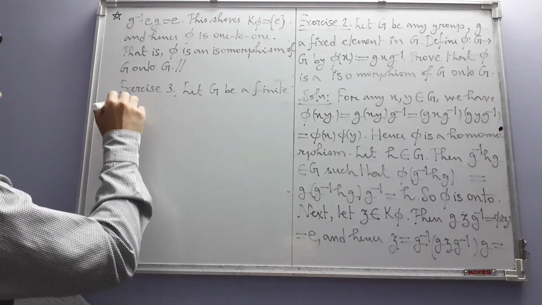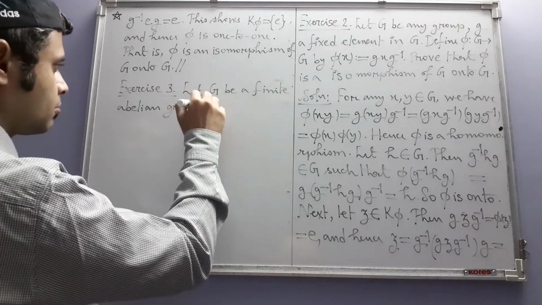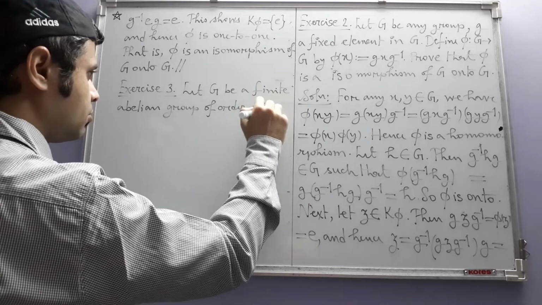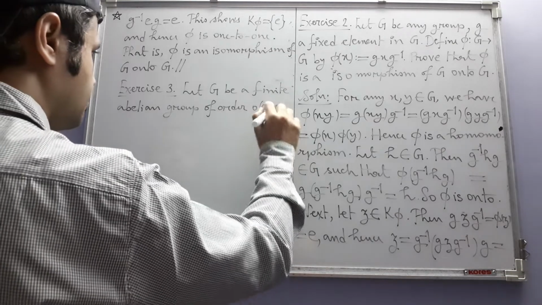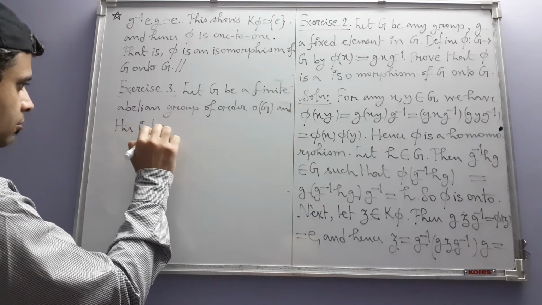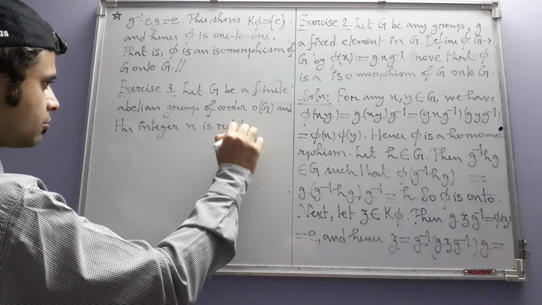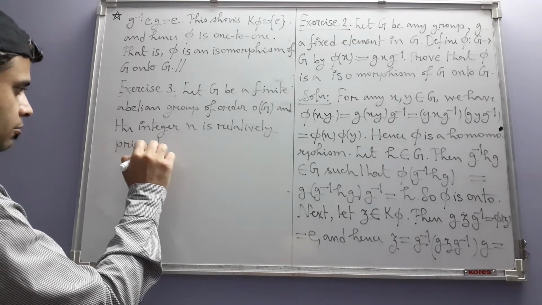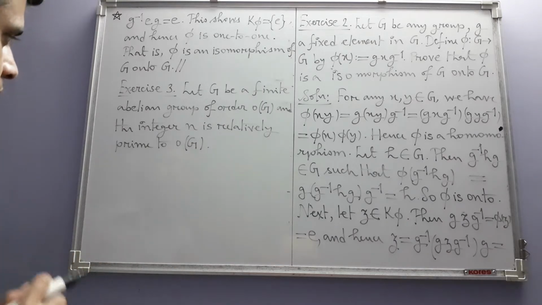Finite abelian group, order O of G. Order is O of G because that's the notation we are using for order, and the integer n is relatively prime to the order of g. There is some integer n that is relatively prime to the order of g.